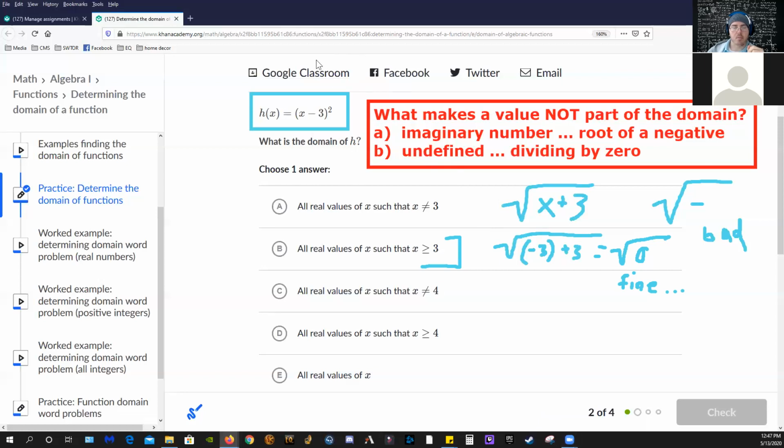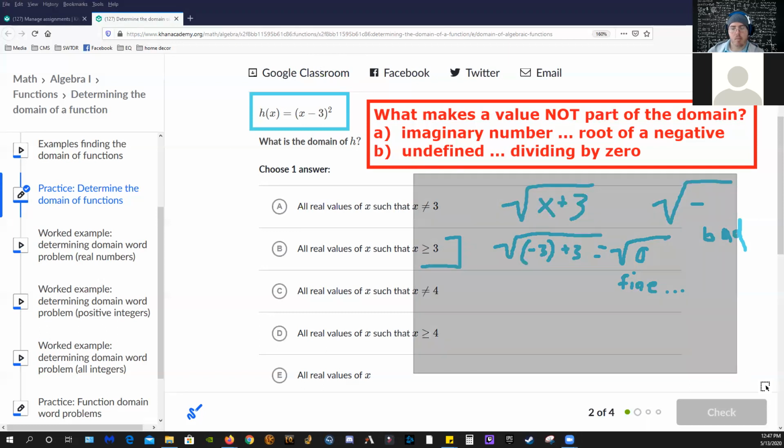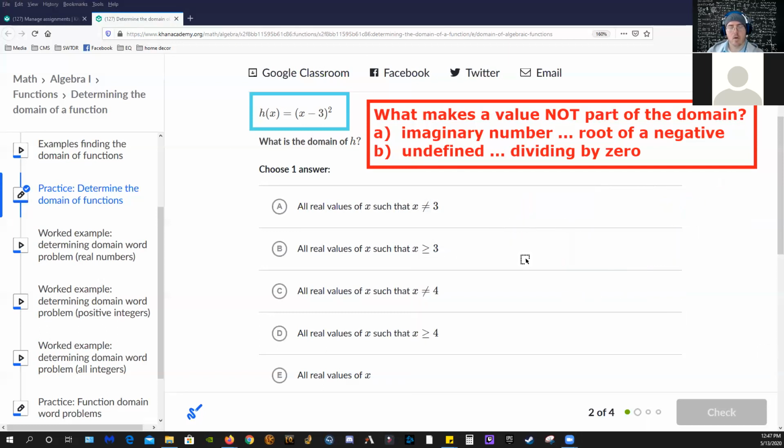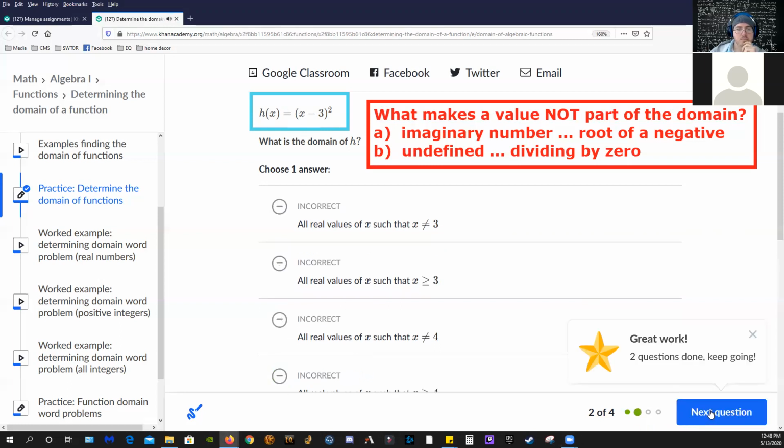So here's our next question. Now we've got to make sure we're not turning things imaginary or making things undefined. Thing is here though, this isn't a fraction per se. There's nothing in the denominator, and it isn't a square root of any measure. So I'm pretty sure it'll just be all real numbers. See if I'm wrong. No, I'm good.